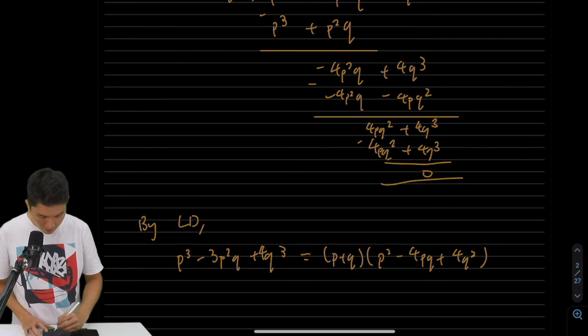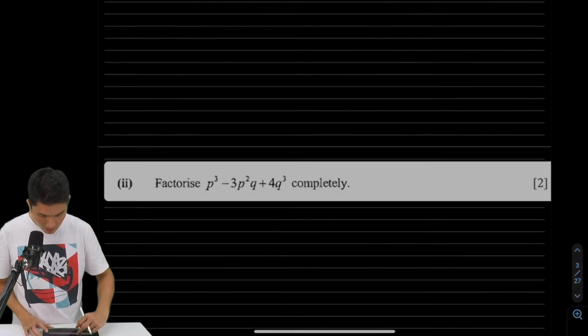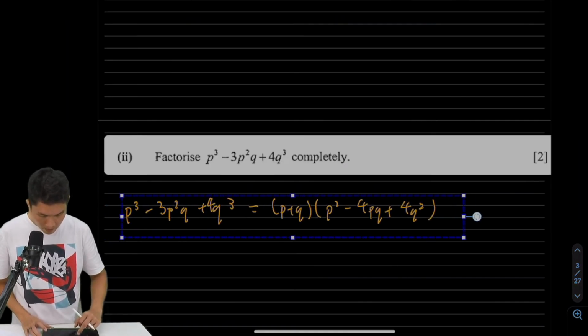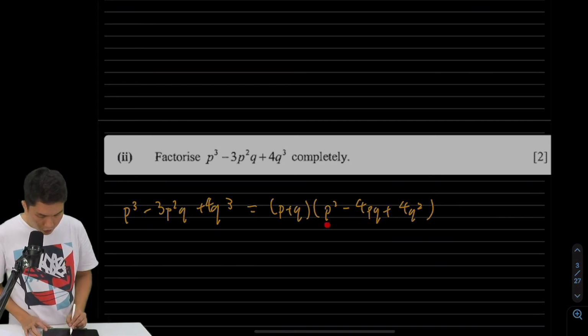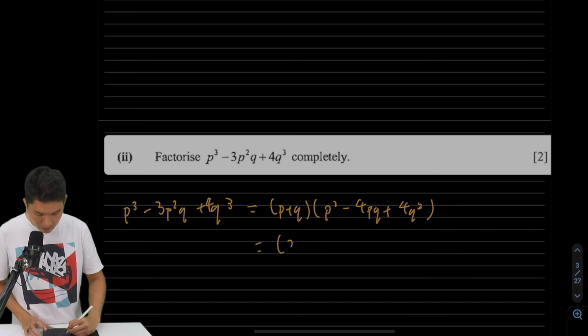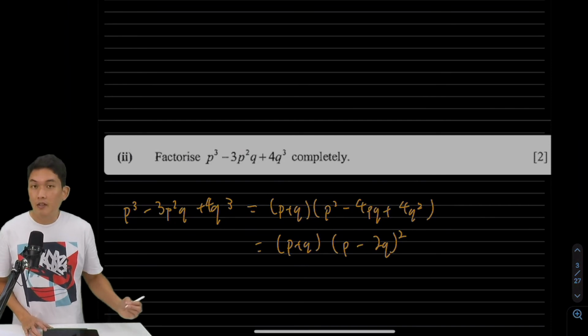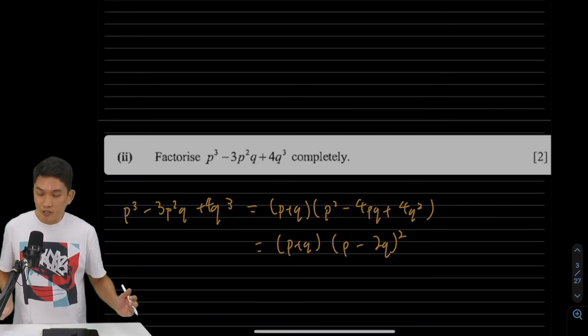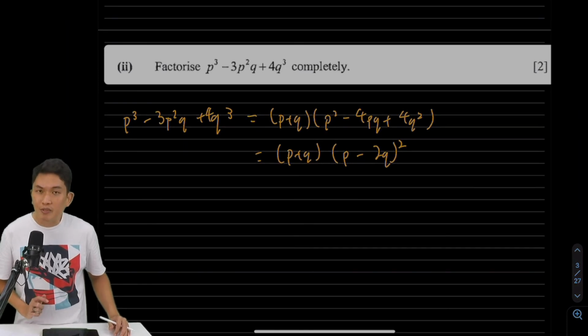Now, this is especially helpful in part 2, because I had to factorize it completely. I can see that I have a quadratic here, so maybe I need to factor this. It is very nicely in the form of a squared minus 2ab plus b squared, where my a is p and my b is 2q. And this is negative 2ab: 2 times p times 2q. So that means this will be p plus q, p minus 2q all squared. Now I've factorized it completely. So it was worth it to do long division, because it makes part 2 much, much simpler.